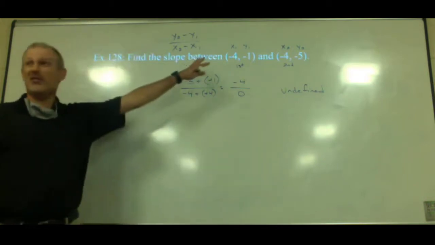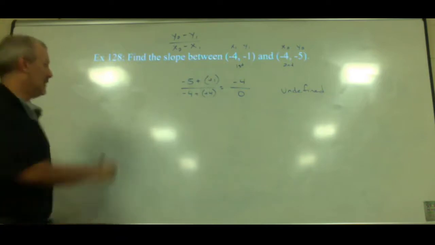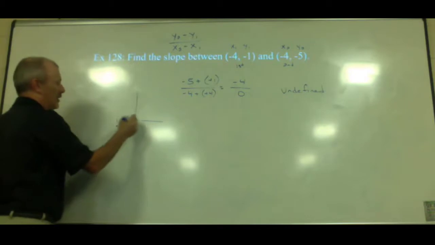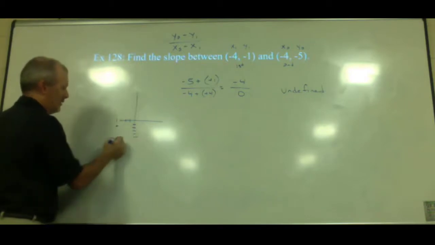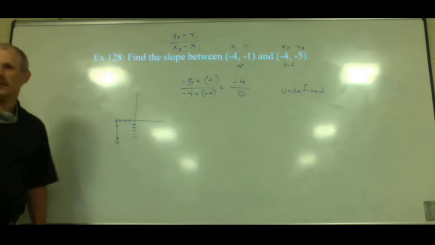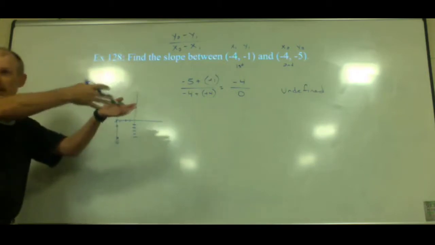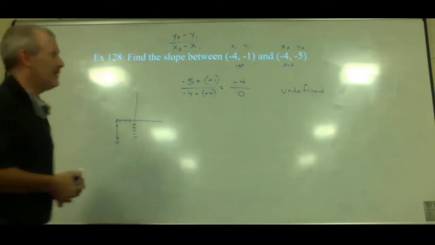So if you think about what this picture looks like, I'll just quickly draw it. 1, 2, 3, 4, down 1, and 1, 2, 3, 4, and down 5. So it's this vertical line going straight up and down like that. If you draw it, you're going to see it's vertical, but just knowing the slope is undefined tells you it's vertical. Okay.